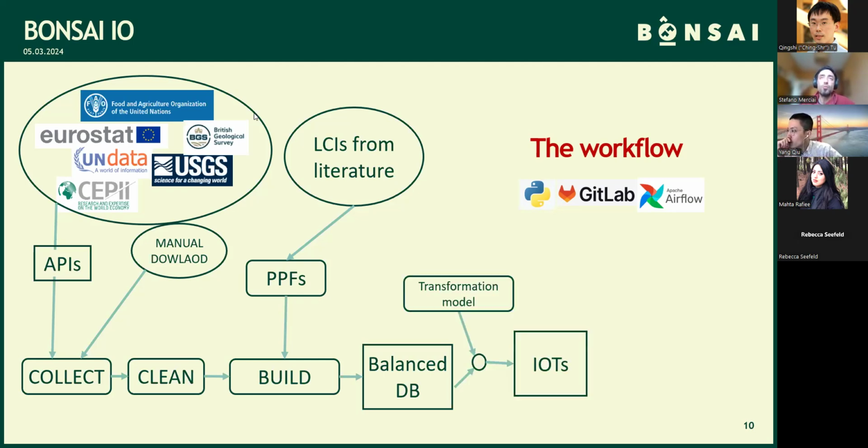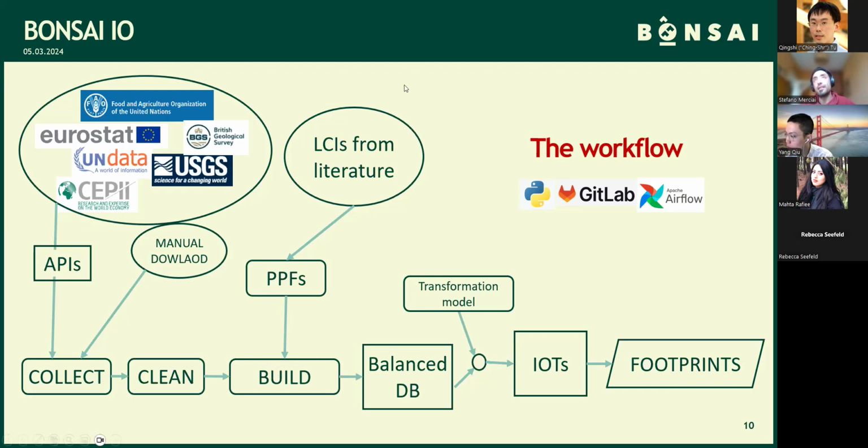And then when we have this balanced database, we can insert our transformation model. In industrial ecology terms, we are implementing the allocation model or the consequential model, the system expansion, all the different techniques that are used in input-output in industrial ecology. And then we get the input-output table. And from the input-output table, we derive the footprints of products. As I said before, everything is written in Python.